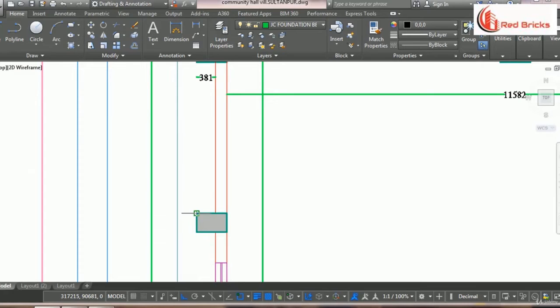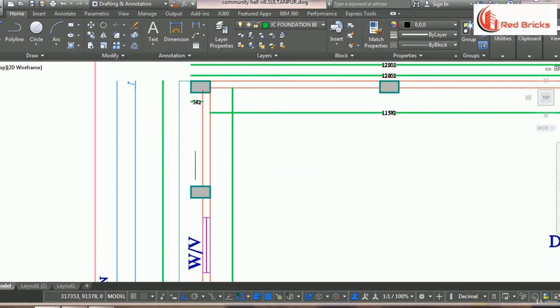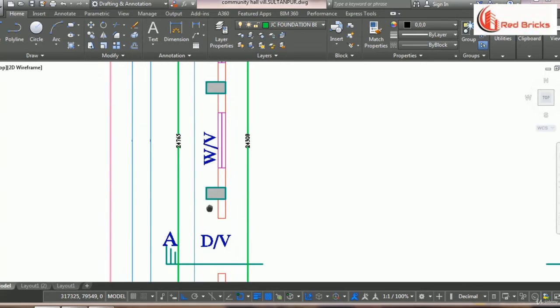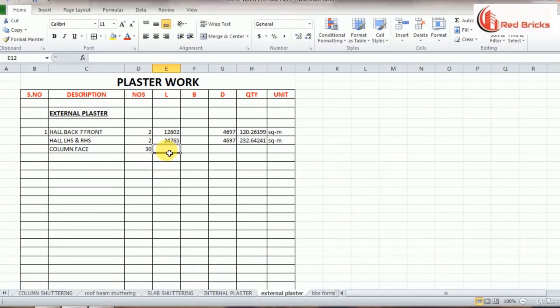The edge faces of the columns got left out, and so we will calculate the area of all the edge faces of the columns. Its length is 381 and we have 15 such faces on the left hand side, which makes it 30 such faces with both LHS and RHS combined. Its number is 30, length is 381 and depth is the same as above. We will find its quantity in a similar way as we found the above quantity. We will find the total quantity by adding all the quantities.